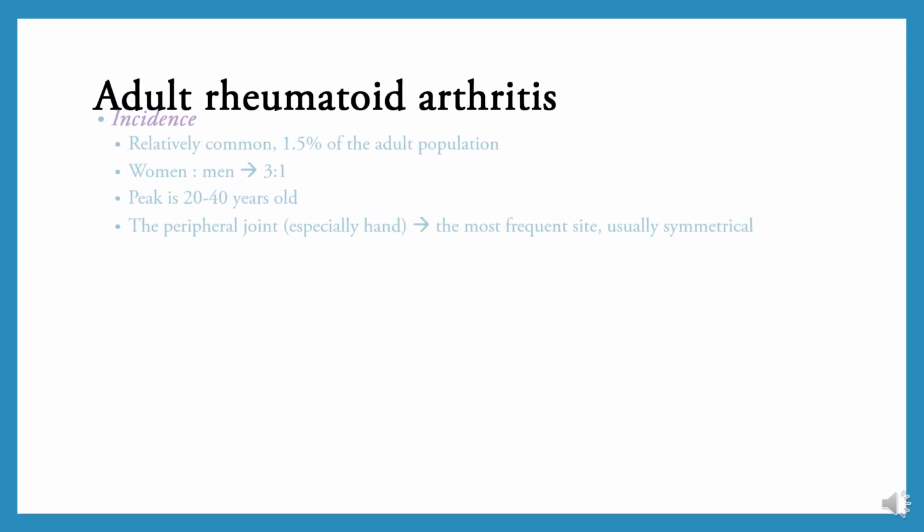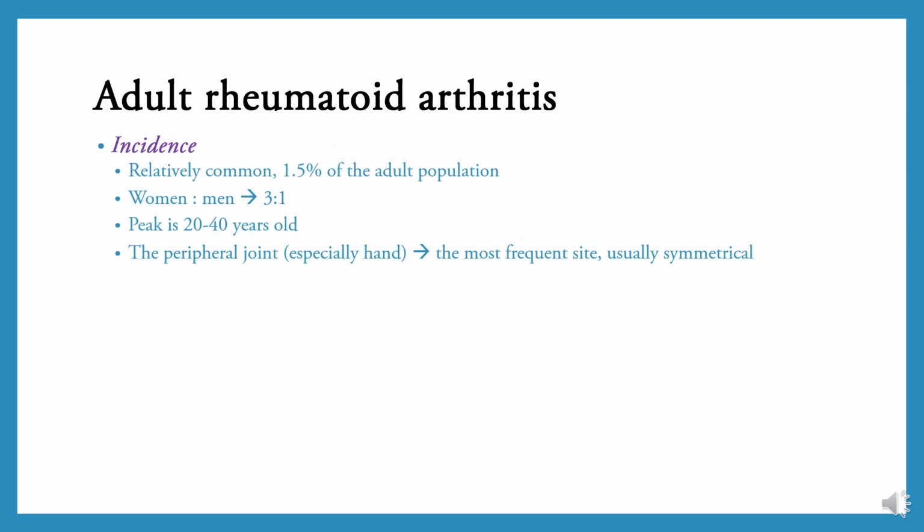In adult rheumatoid arthritis, the incidence is relatively common. It consists of 1.5% of the adult population, with women affected more than men, 3 to 1. The peak is 20 to 40 years old. The peripheral joint, especially the hand, is the most frequent site, usually symmetrical.